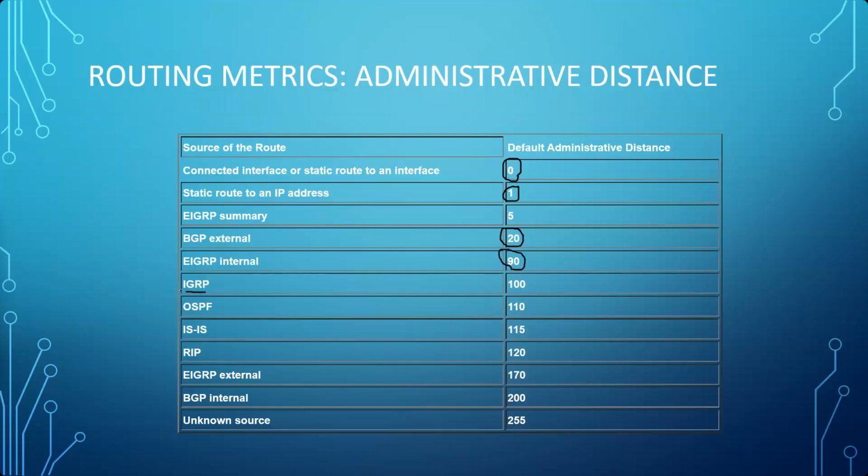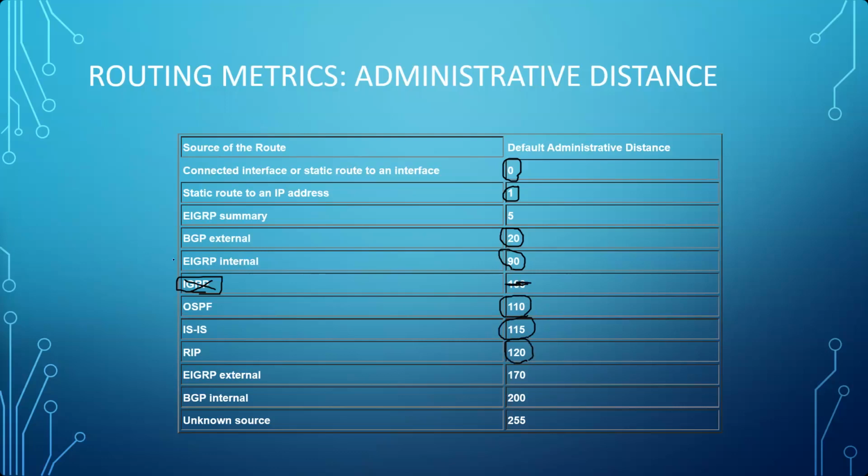EIGRP used to be known as IGRP. This is still Cisco. We no longer use this at all either, okay? Because Cisco replaced it with EIGRP, so we don't care about that, all right? So if you use OSPF, you're going to have a trust level of 110, ISIS 115, and RIP 120. So I'll ask my question again.